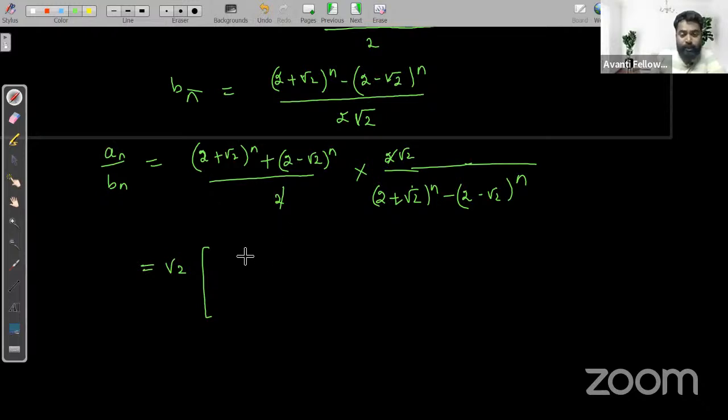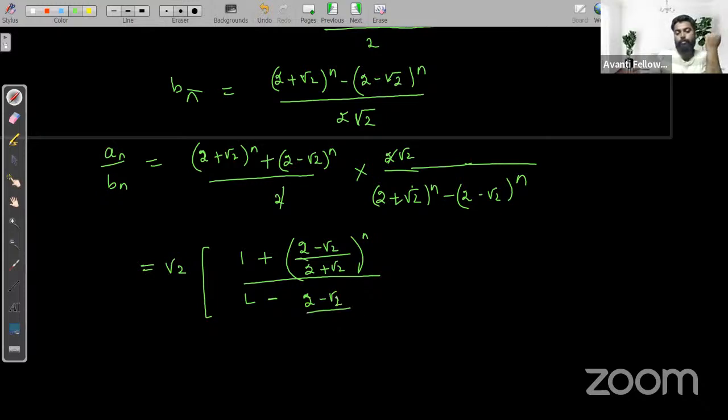So after dividing, what we are getting? We are getting 1 plus (2 minus √2 upon 2 plus √2) whole to the power n, divided by 1 minus (2 minus √2 upon 2 plus √2) whole to the power n, right? So this is what I am getting actually.